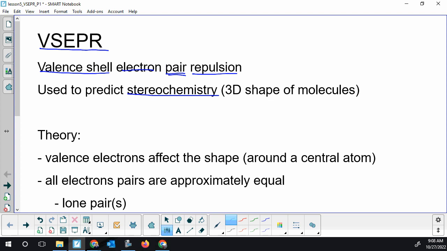Okay. Now, we're going to have to keep in mind it's three-dimensional repulsion, not two-dimensional. So when you repel four things in three-dimensional space, you don't get 90, 90, 90. That would be if you're on a plane.